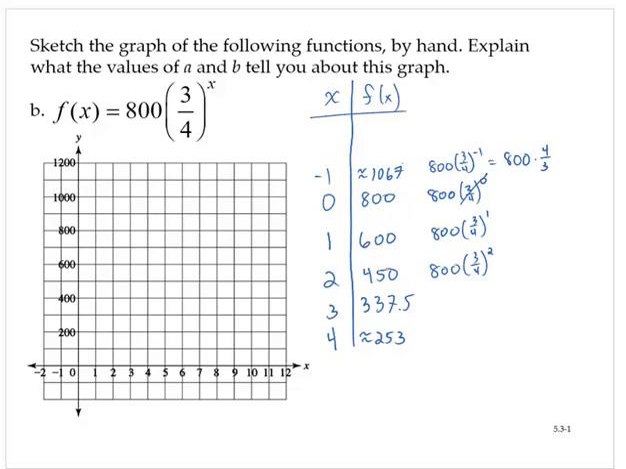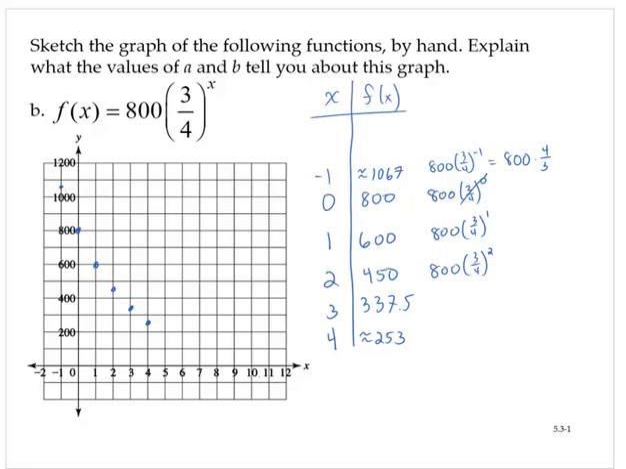All right, so we have some points here. Let's go ahead and graph them. Looking at our scale, it is by ones on the x and by hundreds on the y. So let's see, we have negative 1, 1067 would be about there. 0, 800. 1, 600. 2, 450. 3, 337.5. Oh, that one's bad. Sorry. 337.5 would be about there. 4, 253. So we have some points here.